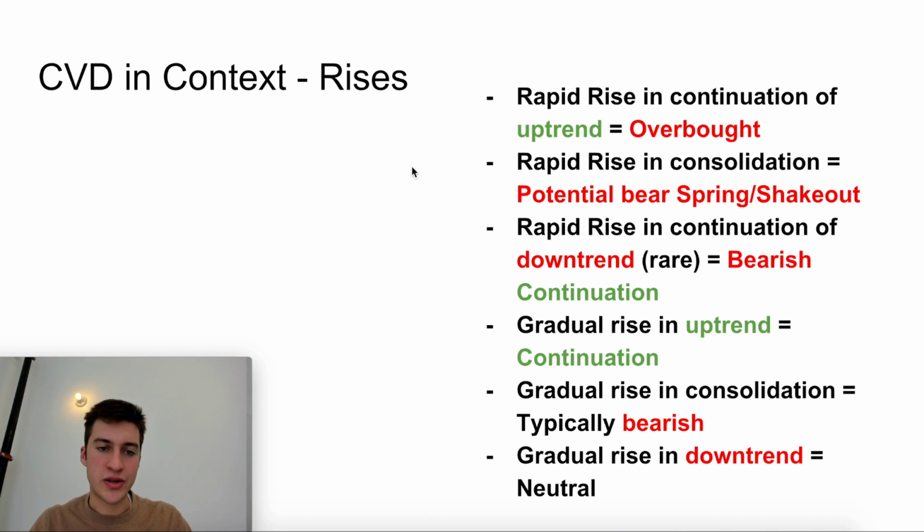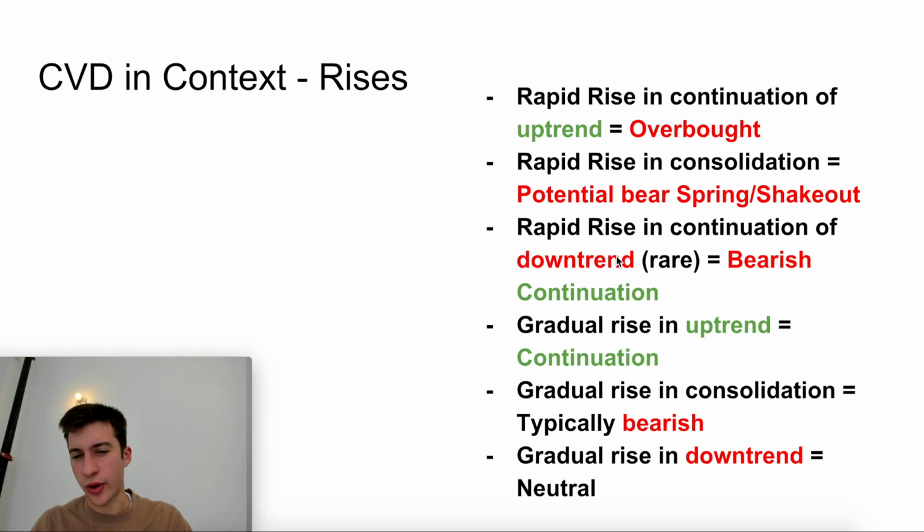So this rapid rise in CVD comes with heavy market buying and also hits short stop losses, and shorts' stop losses will also be market buys. So this rapid rise in CVD is likely going to be a potential bearish shakeout, and price will likely move downward, bearish.